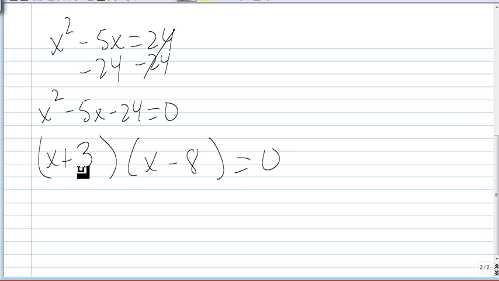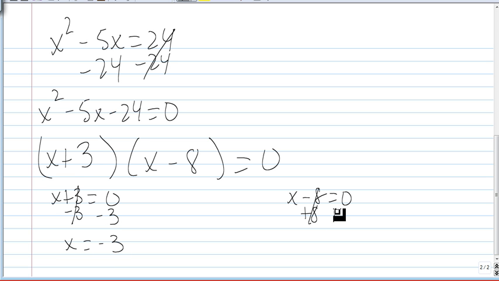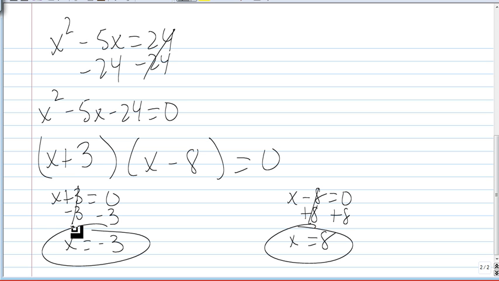Now we have this broken down with our two binomials, and now you take those, set each of those equal to 0, and solve for your x's. So I'm going to subtract 3 from both sides here, and I got x equals negative 3. And I'm going to add 8 here, and I have x equals 8. When it comes to solving quadratics by factoring, you take any method that we learned to factor and factor those and get them set equal to 0, and then you're going to solve. Okay, let's try another example.